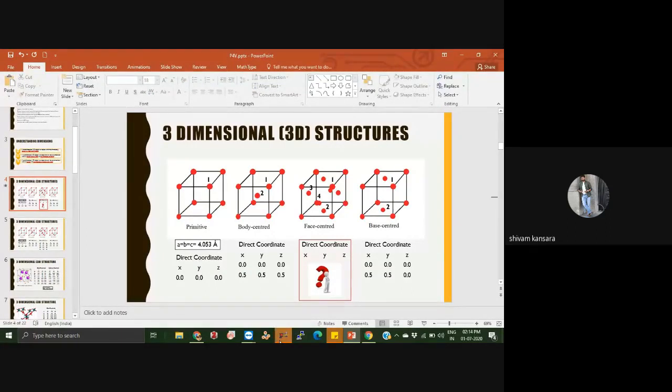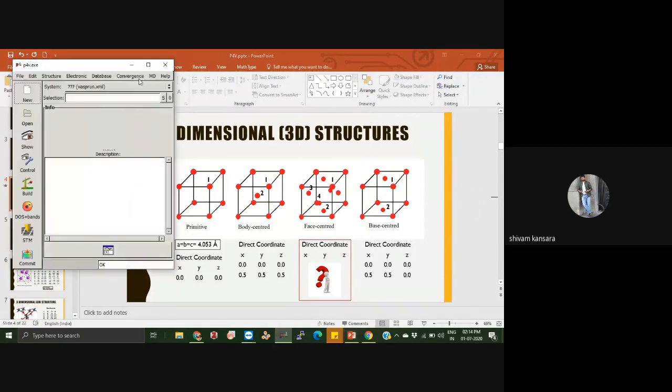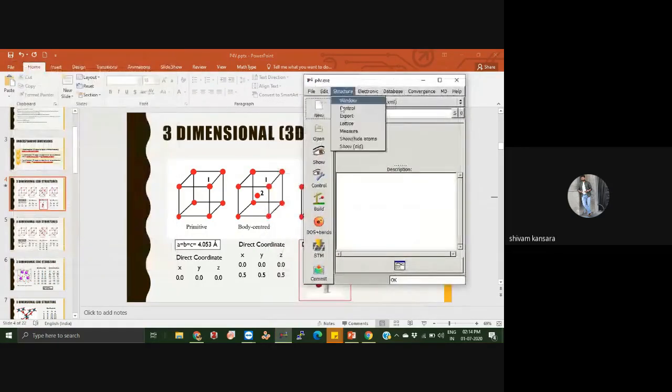Okay, have all participants already installed P4WASP or not? Would you like to practice some example of the system? I have various examples for you. So do you want to practice some example? Okay, then structure.